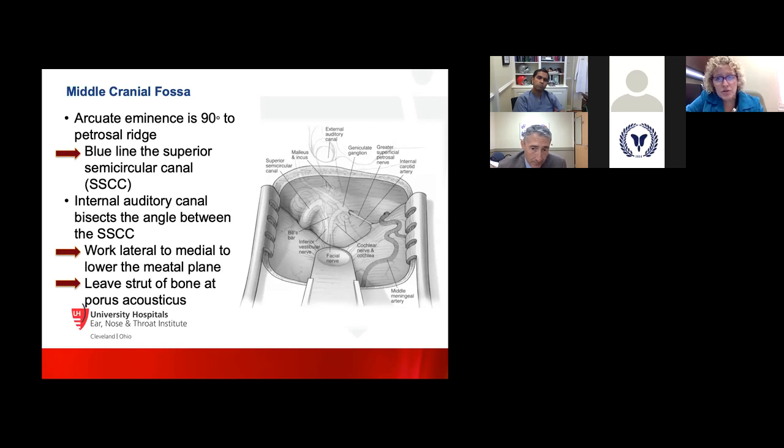But the superior semicircular canal is incredibly reliable in terms of its orientation with regard to the petrous ridge. So it is always 90 degrees to the petrous ridge. When we're thinking about how we're going to find the internal auditory canal, we're going to think about the angle between the internal auditory canal and the superior semicircular canal. So you can see in this ghosted image, and I have some more images coming up, we're thinking about this angle between the superior semicircular canal, which is here, if this is the petrous ridge, and the internal auditory canal here, which is about a 60-degree angle or so.